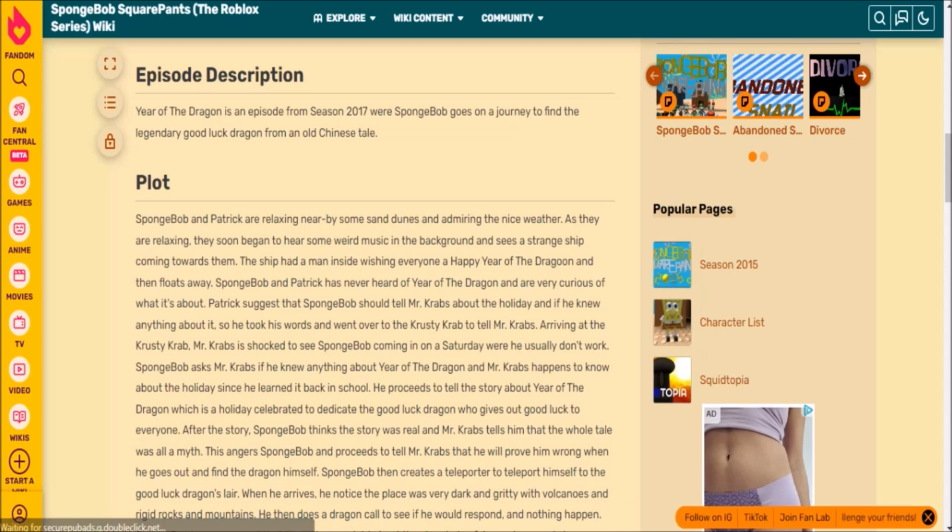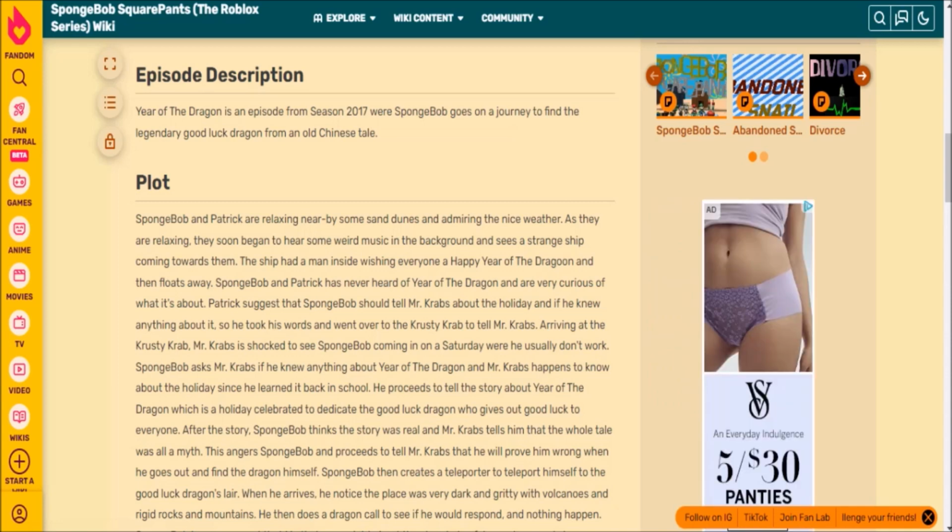Patrick suggests that SpongeBob should tell Mr. Krabs about the holiday and ask if he knew anything about it. So he took his words and went over to the Krusty Krab to tell Mr. Krabs. Arriving at the Krusty Krab, Mr. Krabs is shocked to see SpongeBob coming in on a Saturday, when he usually doesn't work.